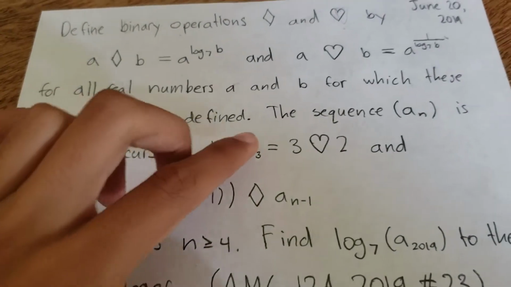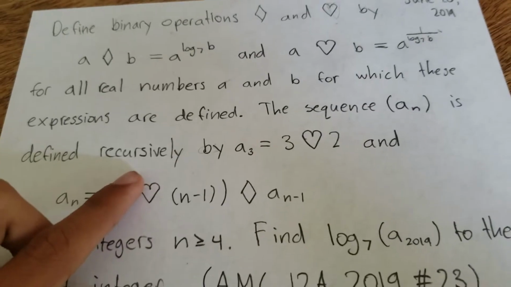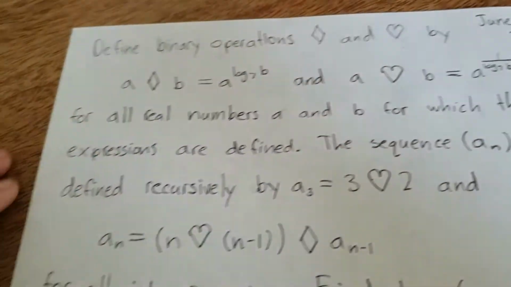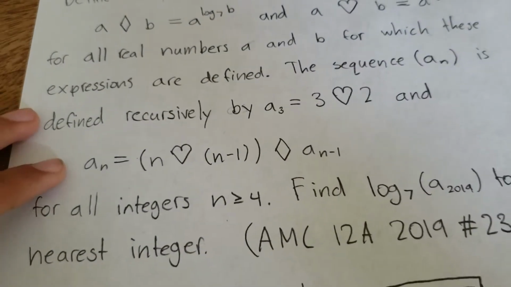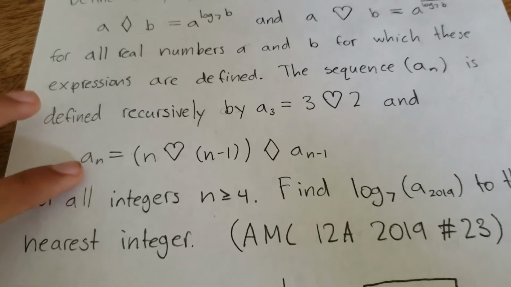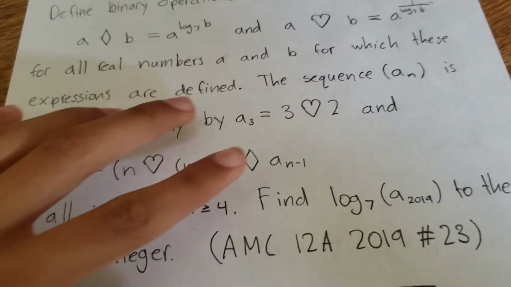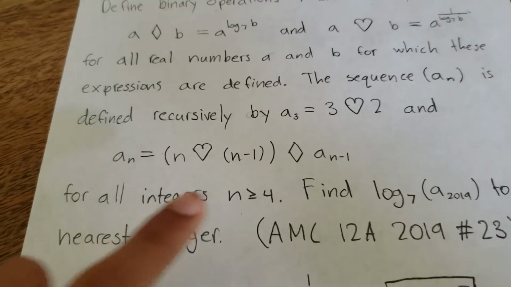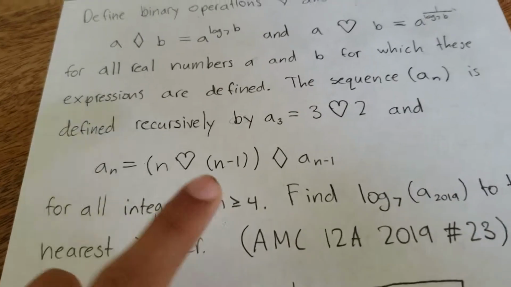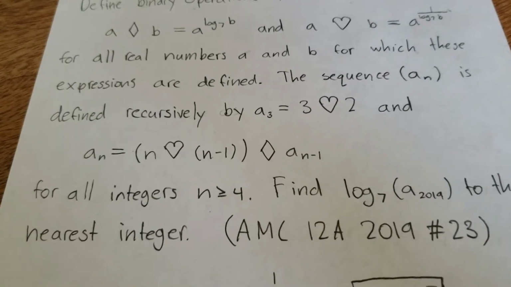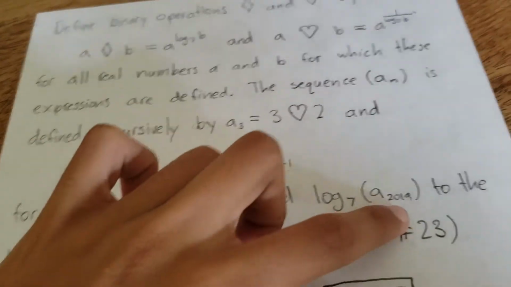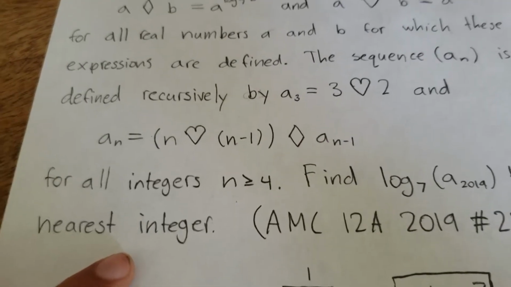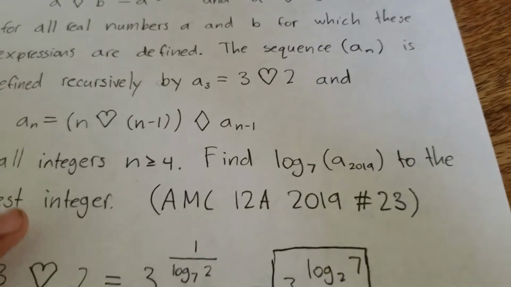Now it's saying to define sequence a sub n recursively, starting with a sub 3 is 3 heart 2, with this operation over here. And whenever we want to go to the next term, a sub n is n heart n minus 1, diamond the previous term, a sub n minus 1. This is for all integers n greater than or equal to 4. In the end, it's pretty much just asking us for log base 7 of a sub 2019 to the nearest integer.